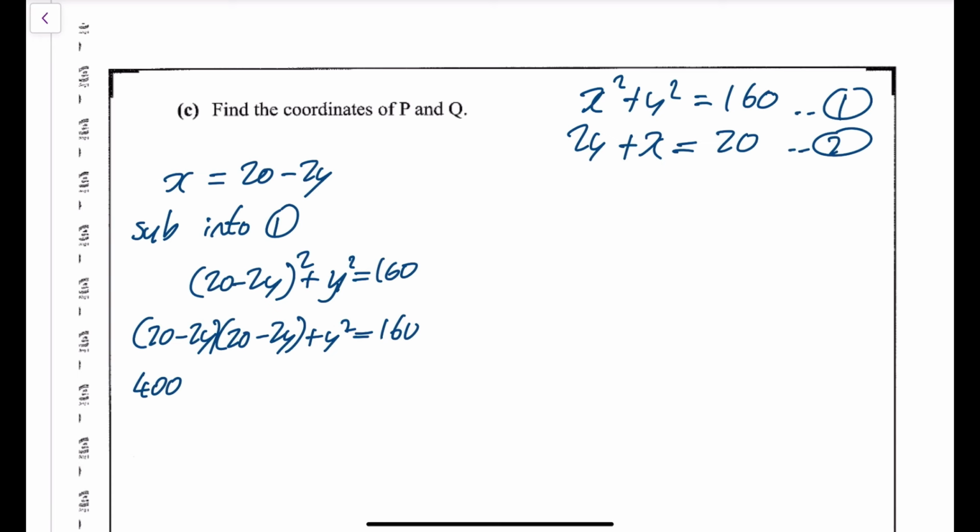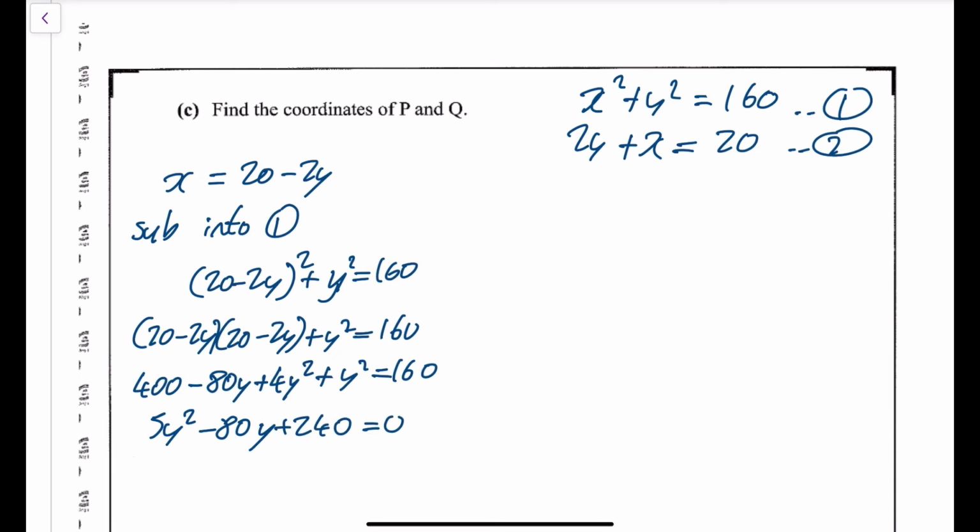20 times 20 is 400. 20 times minus 2y is minus 40y. You've also another minus 40y there, so minus 80y that should be. And then minus 2y times minus 2y is plus 4y squared. Plus your y squared, which was outside, is equal to 160. Tidy up. Bring everything to one side. Divide through by 5, and you'll have y squared minus 16y plus 48 equals 0.